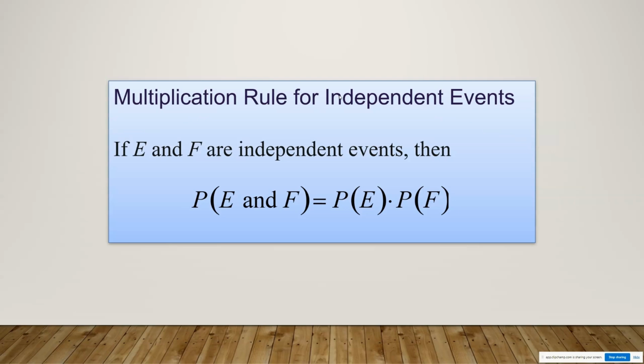If E and F are independent events, that's really important, they need to be independent, then if you're asked a question like, what is the probability that E and F happen? What is the probability they both occur? That's going to be equal to the probability of the first event multiplied by the probability of the second event. So whenever you see the "and" statement inside of a probability, generally it is going to mean multiplication.